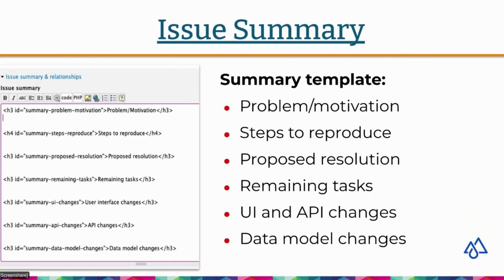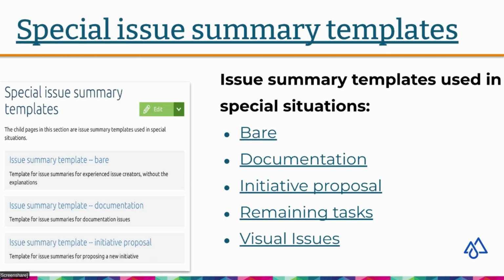But there are different types of templates. This is just the default one. Here are those steps to replicate. Here's what you propose as a resolution. Let's say you don't know that. You can either delete it or you can say, to be determined. And then these are the special templates I was talking about. There's a bare one, which is just for summaries and doesn't require the explanations. There's a different template for documentation, initiative proposals.